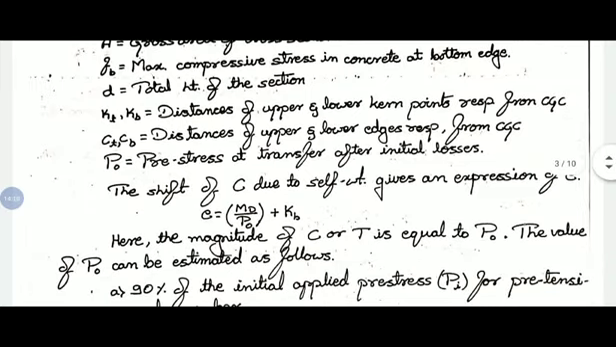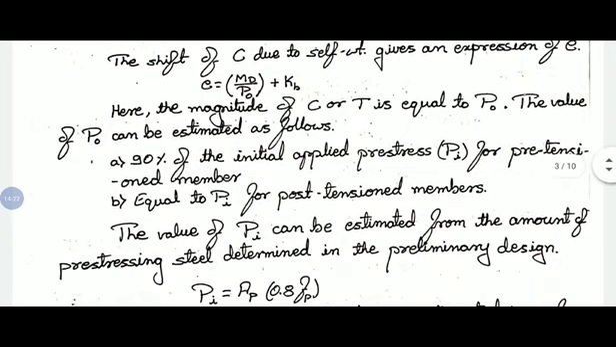P naught is the initial stress, MD is the moment due to dead load. Here the magnitude of C or T is equal to P naught. The value of P naught can be estimated as follows. It should be 90% of the initial pre-stress for a pre-tensioned member, or it should be equal to the initial pre-stress for post-tensioned members.